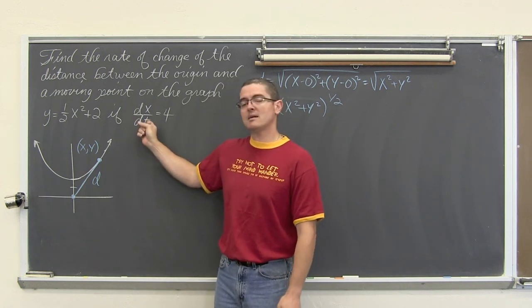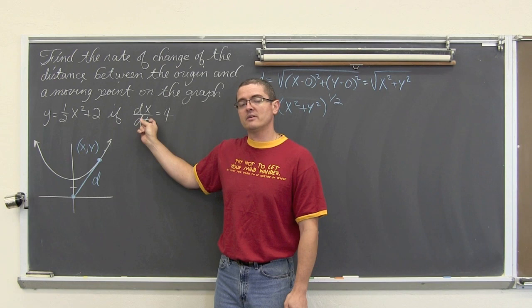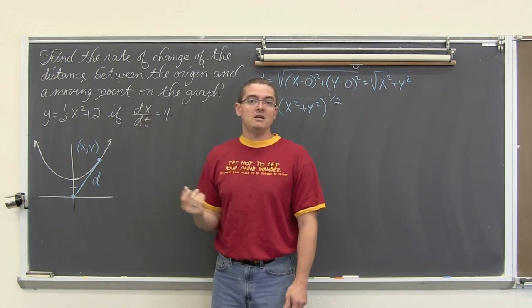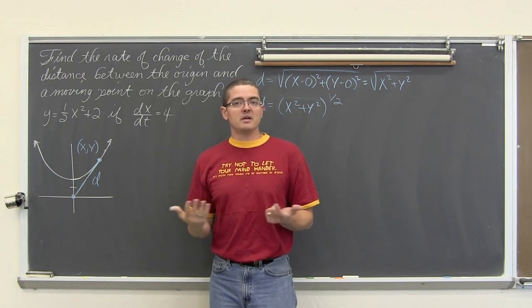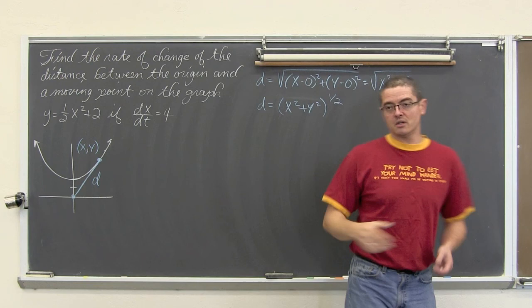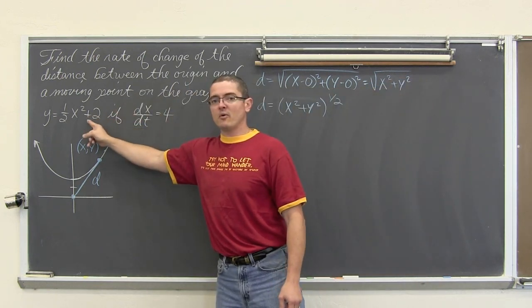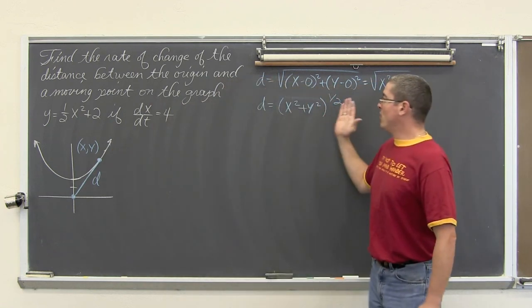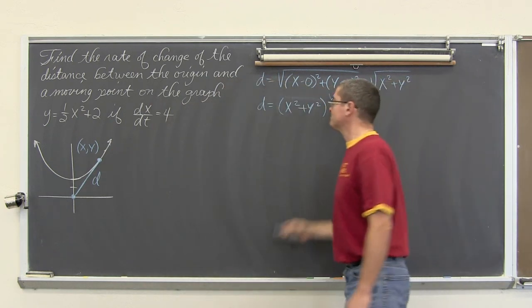And I need to keep in mind that I'm only given dx over dt. I'm only given the horizontal speed. So I don't want to see a dy over dt after I'm done finding the derivative, because I don't know what that is. So we need to do some kind of substitution with this equation of the parabola, and after all it's the path that the object is following, with the distance formula.